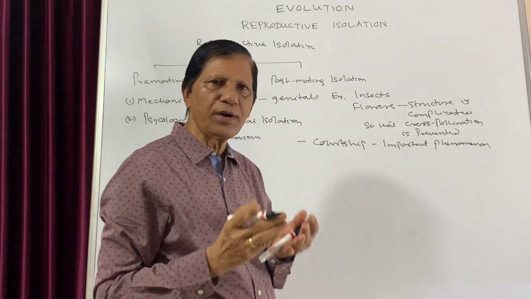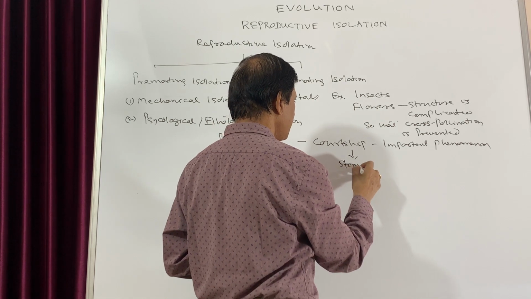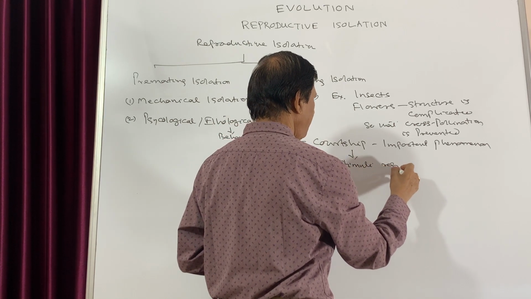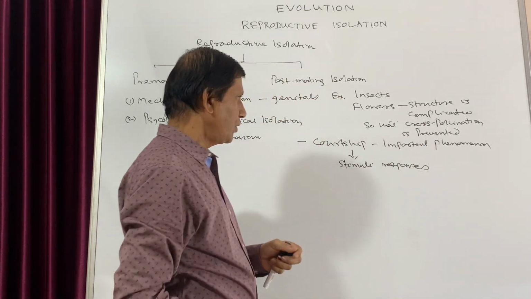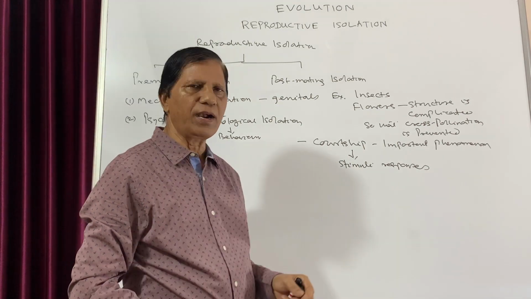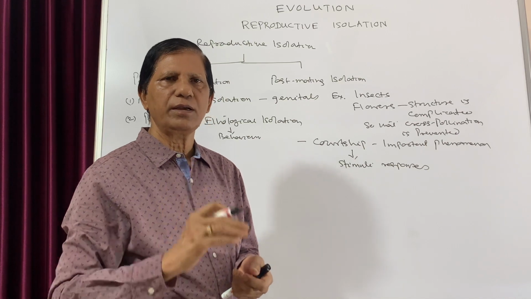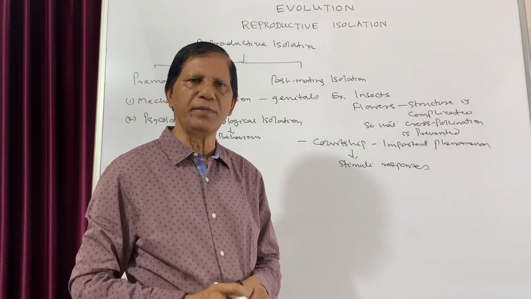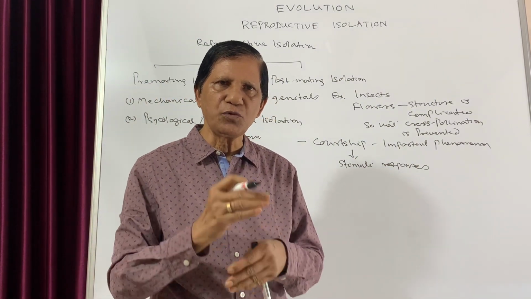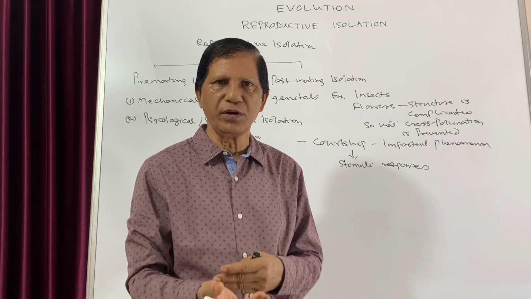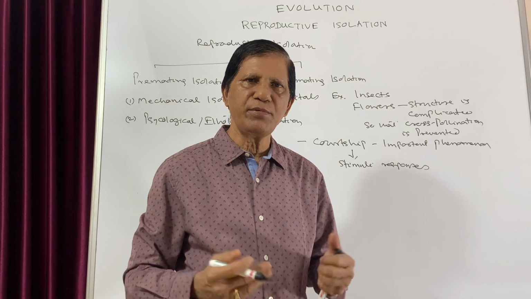And during this courtship, what happens? There are different types of stimuli responses. These stimuli responses are very important during courtship, and they lead to copulation between the male and female. But if there is a certain behavioral difference between the two partners of the sexually reproducing organisms, then this is not possible. That means breeding is avoided.